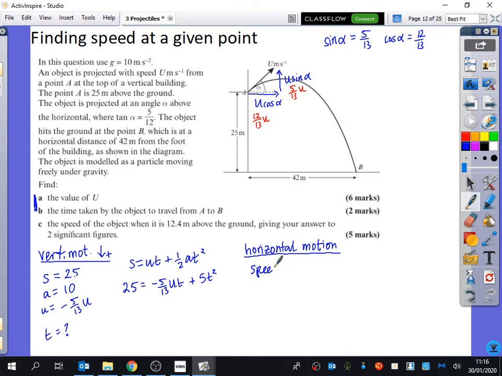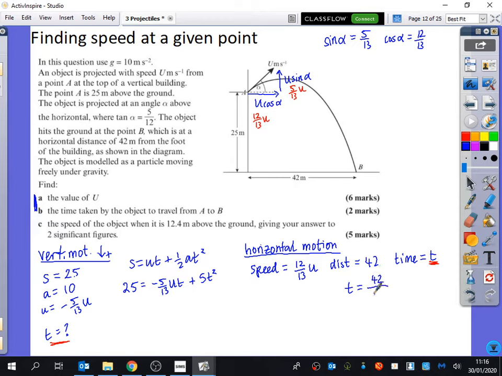The speed is 12 over 13 u, and the distance is 42, and the time is t. What can you tell me about this time and this time? The same, because they're at the same point, the same place over here. So we actually do have simultaneous equations.